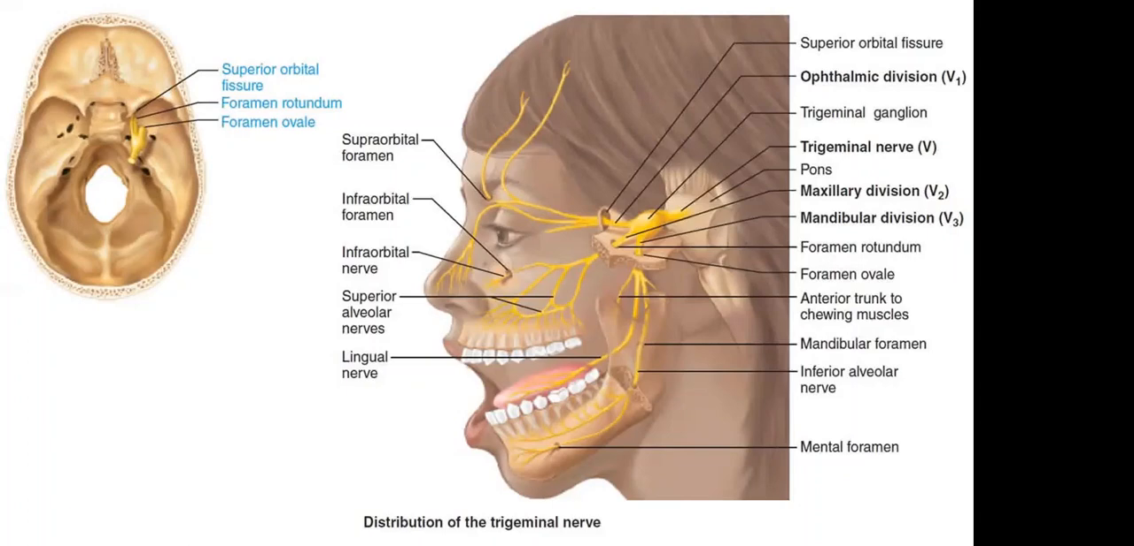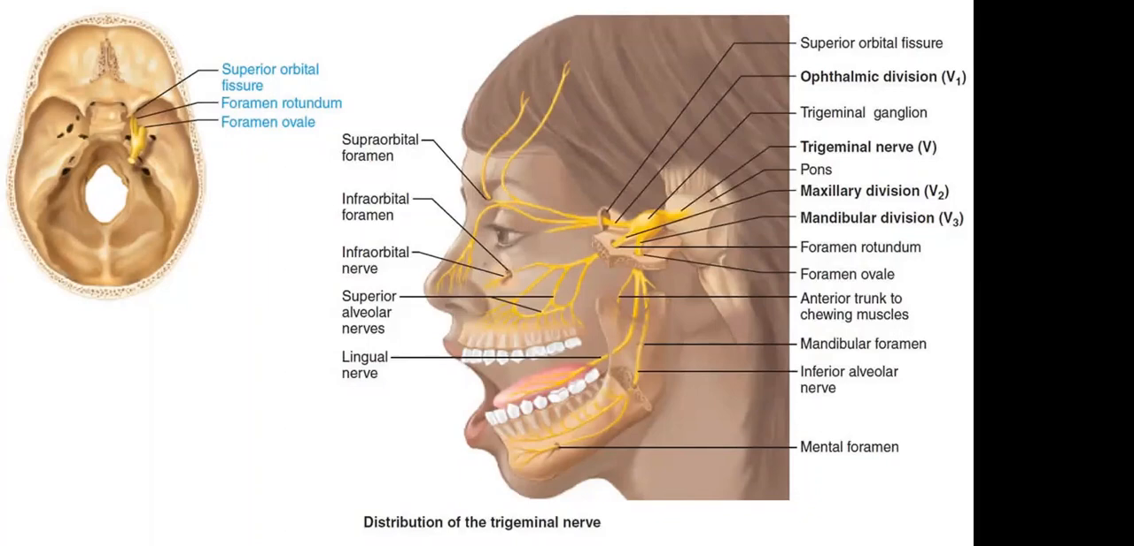The ganglion known as Gasserian ganglion is present in Meckel's cave, and it is responsible for giving out three divisions. Two of them are purely sensory, and the last one is mixed. It contains both motor and sensory fibers, and they go like ophthalmic, mandibular, and maxillary.